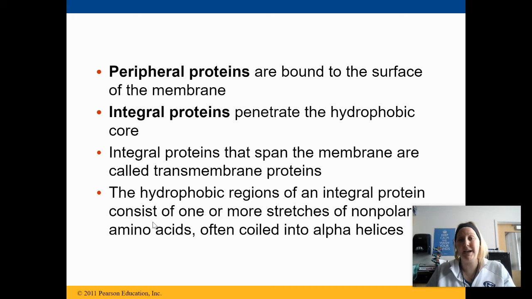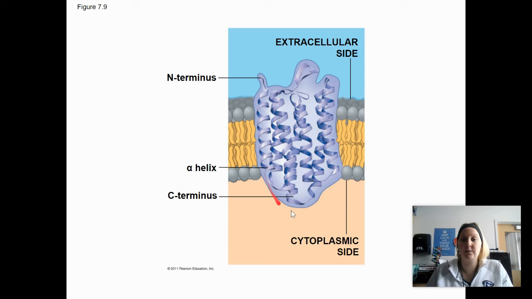Integral proteins penetrate through the hydrophobic core and emerge the other side. Those that span across the membrane are called transmembrane proteins. That hydrophobic region of the integral protein consists of one or more stretches of a nonpolar amino acid chain and is often coiled into an alpha helix to protect it from any water that could potentially get through. So this would be a transmembrane protein with an alpha helix inside.